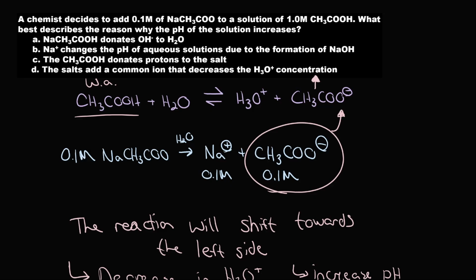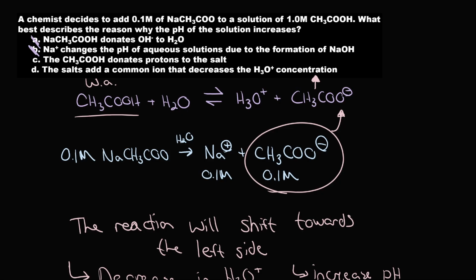NaCH3COOH donates OH minus to H2O. We know this is not the case because there is no OH for it to donate in this case, even though it is a conjugate base of the specific weak acid. B, Na plus changes the pH of the aqueous solution due to the formation of NaOH. This will never occur because, like in the last problem, NaOH is a strong base, so it will never form NaOH in this aqueous solution.